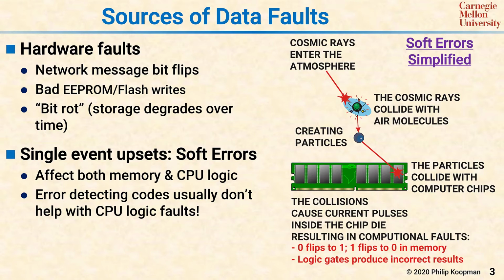Error codes typically concentrate on protecting memory values. There are a couple reasons for this. One is that memory circuitry is much more dense than logic circuitry, so it presents a bigger target, but also because error codes are just easier to do with memory. So it is typical to see CPUs without error detection, but memory with error detection.